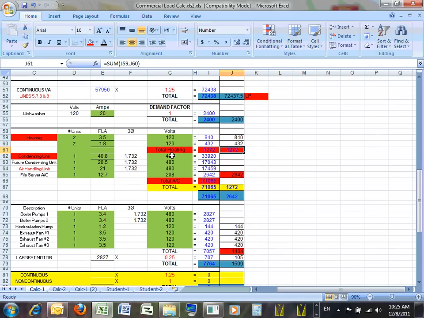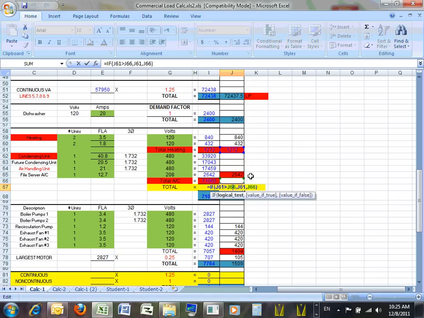And then anybody can tell me why I didn't put any of these 480 as a neutral load? They're not seen by the neutral. Are you kidding me, Chad? Okay, so they're not neutral. And then here, this one is basically the largest. There's one load here, I think. Where did this one come from? The AC.